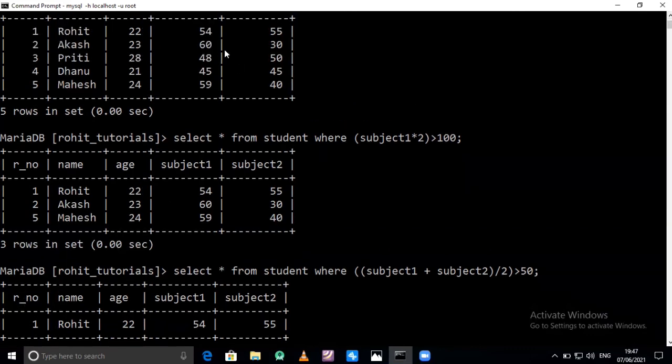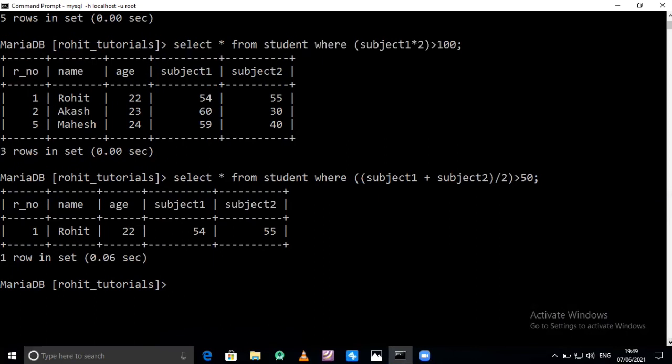So for Akash, 60 plus 30, 90, divided by 2, we are getting the value 45. Here 48, 50, addition is 98, divided by 2, 49 we are getting, which is less than 50. So that's why not retrieved. 45, 45, 90, divided by 2, we are getting the 45 which is less than 50, so that's why not retrieved. And for last, we are getting here the value 99 divided by 2, we are getting the value 49 which is less than 50, so that's why not retrieved. Only information of Rohit is retrieved from the table.